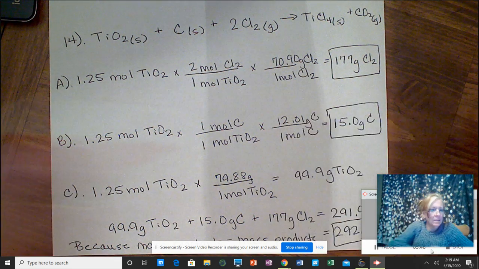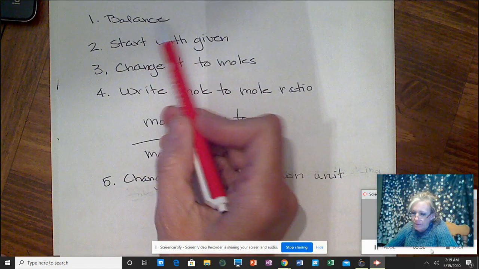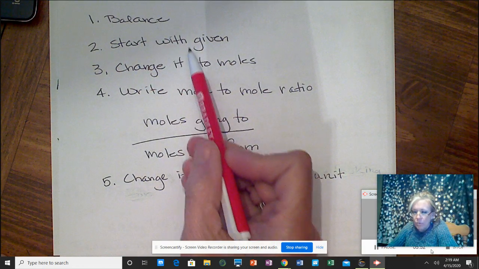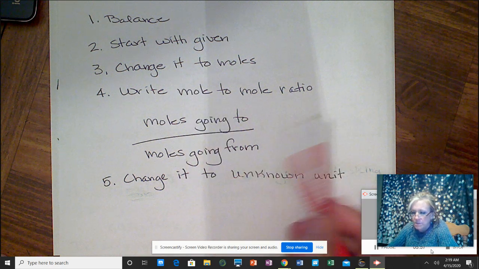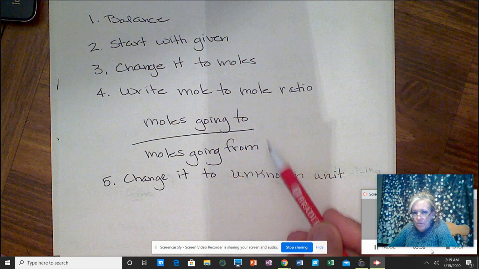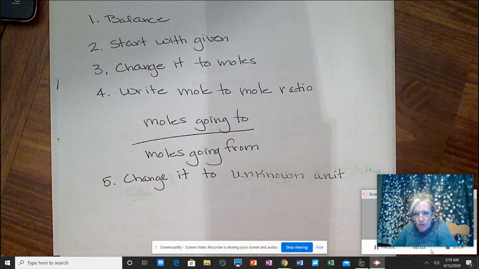Okay, because again, don't forget these steps. We're going to balance. We're going to start with what we're given. We're going to change it to moles. We're going to write the mole to mole ratio, which means moles of what we're going to goes on top, moles of what we're going from goes on the bottom. We're going to change it to the unknown unit. Okay?